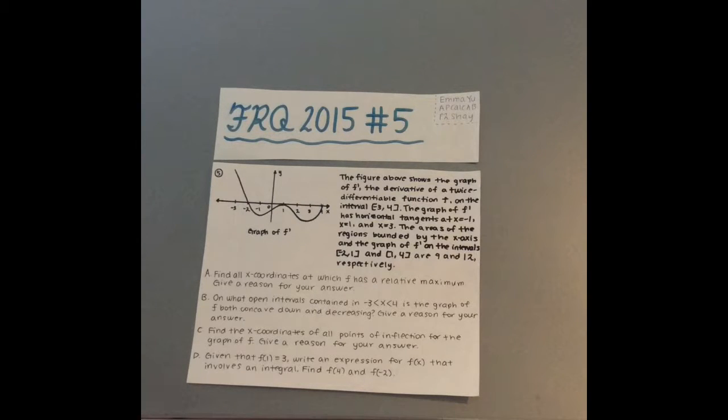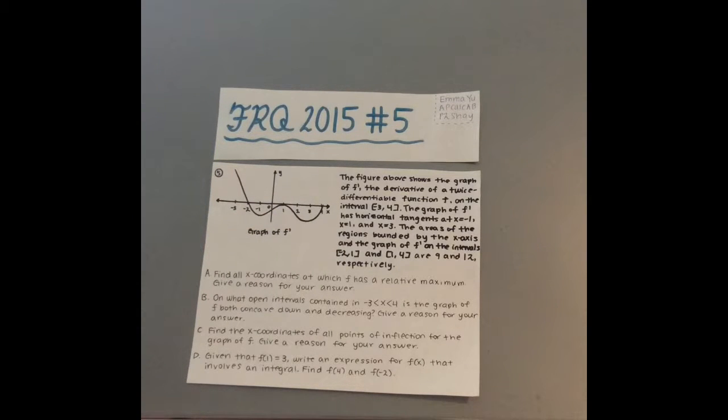The figure above shows the graph of f prime, the derivative of a twice differentiable function f, on the interval -3 to 4. The graph of f prime has horizontal tangents at x equals -1, x equals 1, and x equals 3. The areas of the regions bounded by the x-axis and the graph of f prime on the intervals -2 to 1 and 1 to 4 are 9 and 12 respectively.